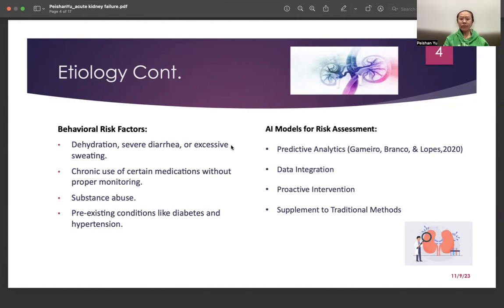And the AI models. So the first one is predictive analytics. Machine learning algorithms analyze large data sets, identify patterns and risk factors associated with acute renal failure, and assist in early identification of at-risk individuals. The second one, data integration: combine genetic, clinical, and lifestyle data for comprehensive risk assessment. Proactive intervention: AI models support healthcare professionals in early detection and management, beyond traditional methods.